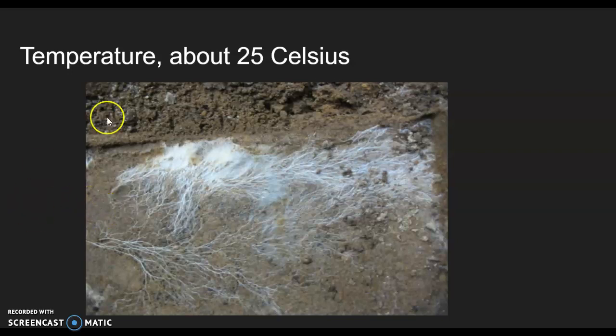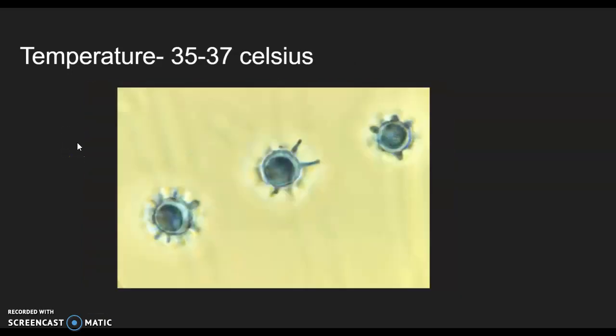So this is a mycelium. It's white, has a fuzzy appearance. This happens around 25 degrees Celsius. And this is it in yeast form, a spore. This is around 35 to 37 degrees Celsius, normal human body temperature.